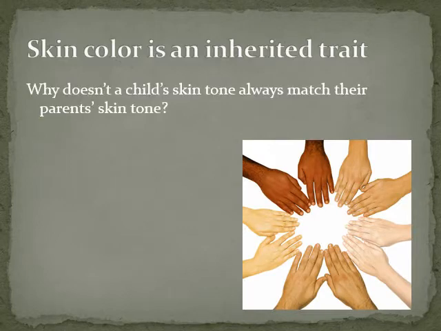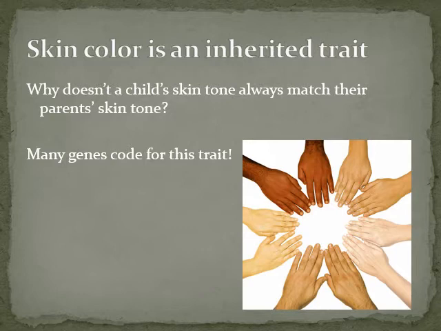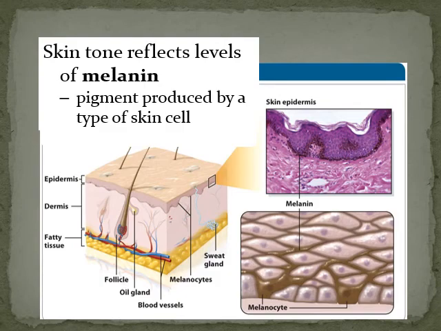Skin color is an inherited trait, but as you may know from looking at offspring from people that you know, they don't always match. That's because there's lots of different genes that code for this trait. Kind of like eye color or height, there's not just one gene that contributes to skin color, there's many different ones. And skin tone overall reflects levels of melanin.